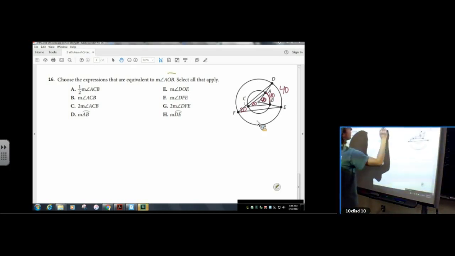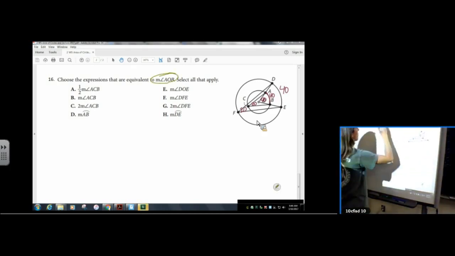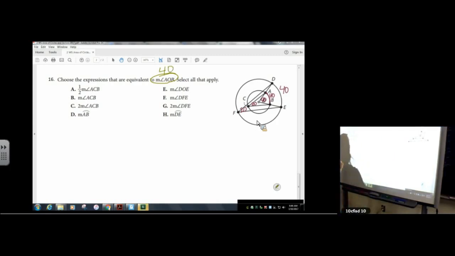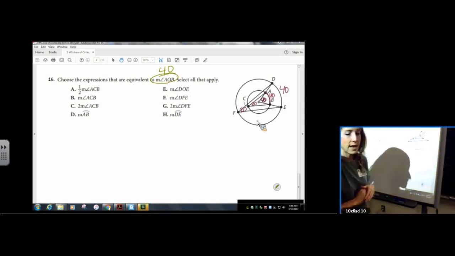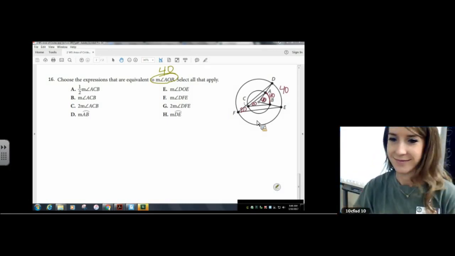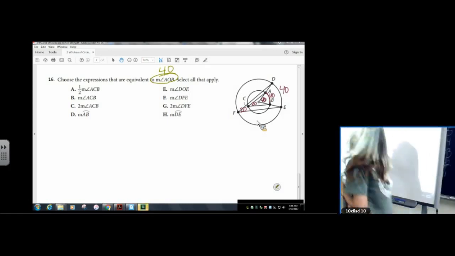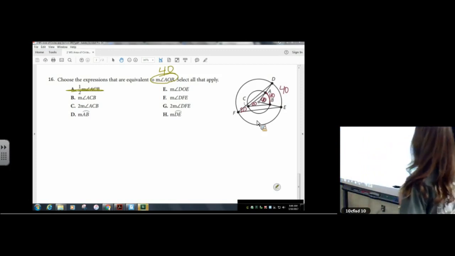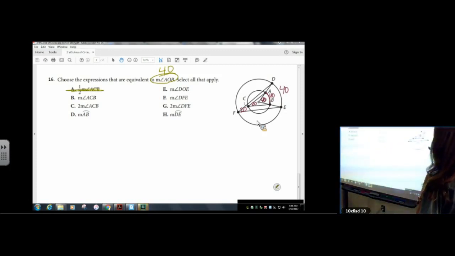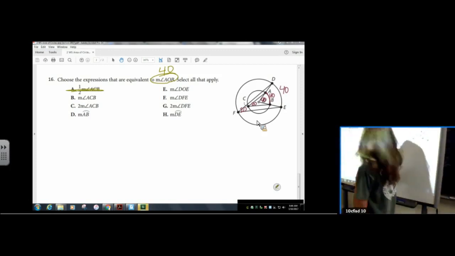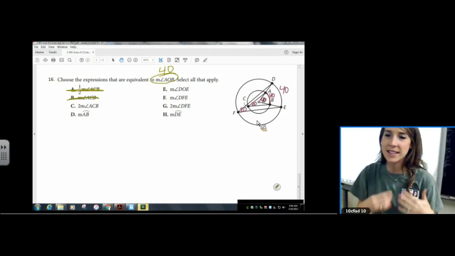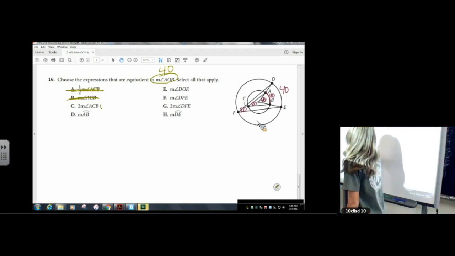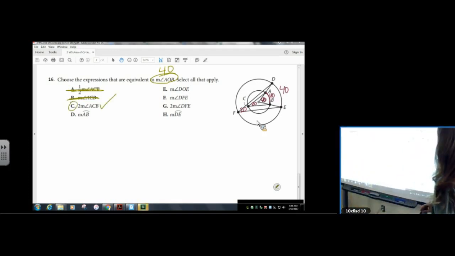Which one is equivalent to the measure of AOB? So AOB is the one that we called 40. Is half of ACB. ACB is 20. What's half of 20? 10. No, that's not equivalent. What about the measure of ACB? It's 20. Does 20 equal 40? No. What about double the measure ACB? Double 20. Good.